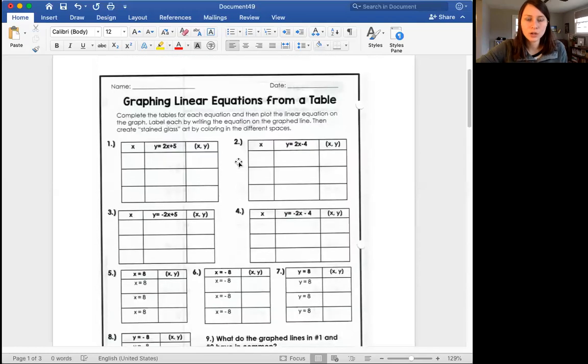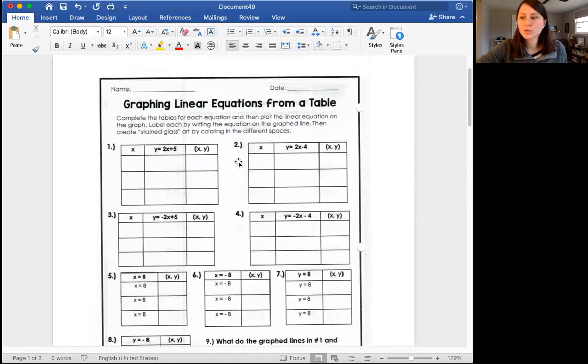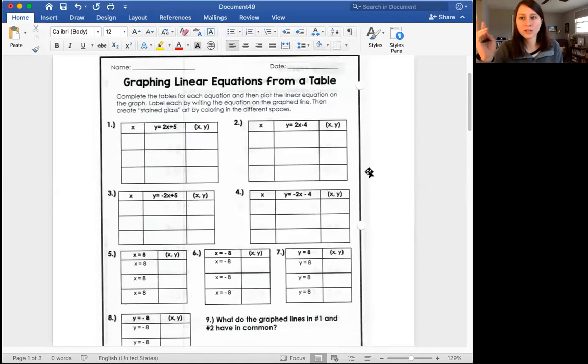Hi guys. In this video, I'm going to be talking about how to graph using an equation. So this is the lesson we talked about on Friday, and this is part of your homework today / yesterday.